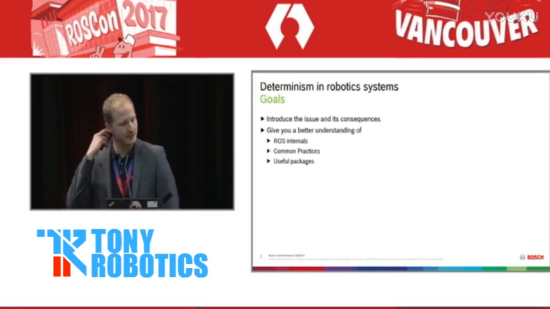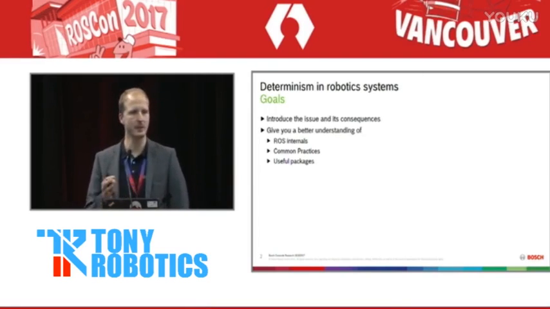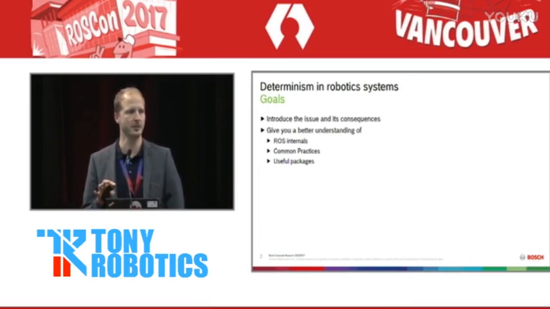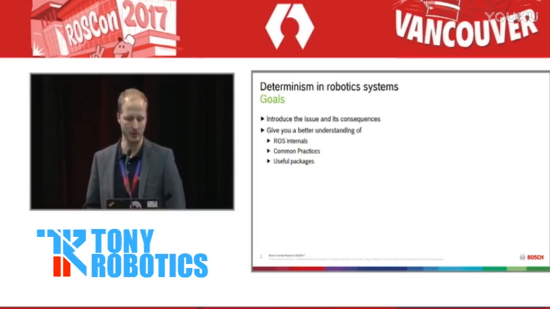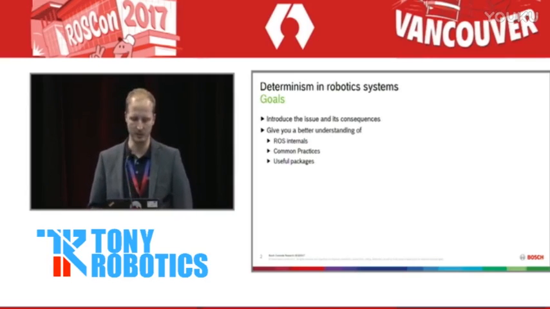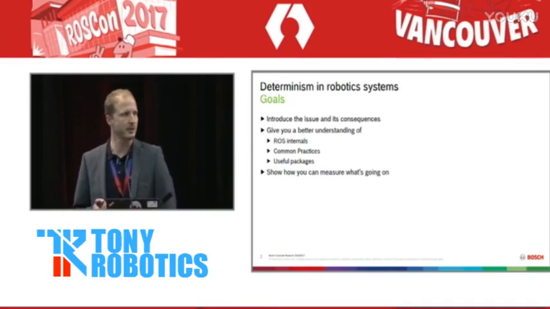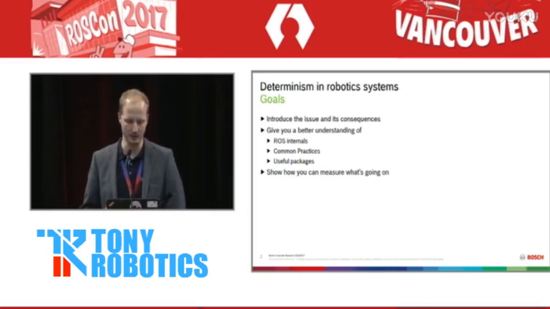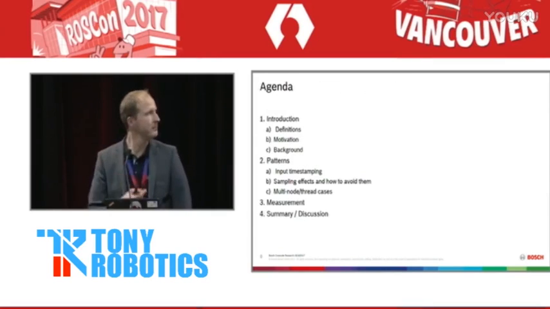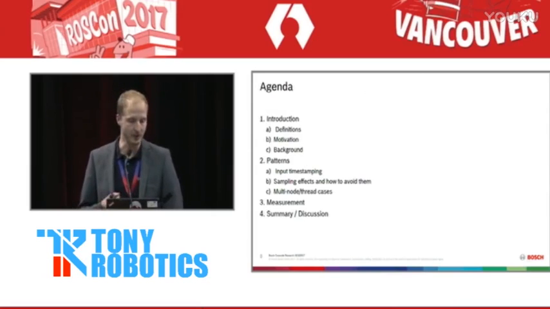After that, I will explain a little bit about how ROS does things internally, to put the determinism stuff into perspective and also give you some information for designing your systems. We'll outline some common practices, how people handle these issues, and also outline a couple of packages that can help you. And then I will shortly look at measurements. Actually, I will show measurements throughout, and then at the end I show you how to get those. So this is just the outline: first some definition, motivation, background, and then the info.